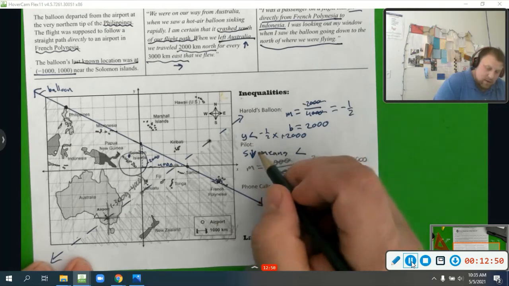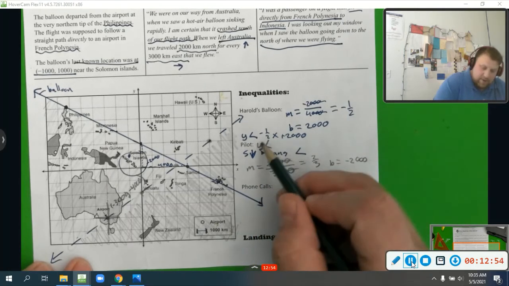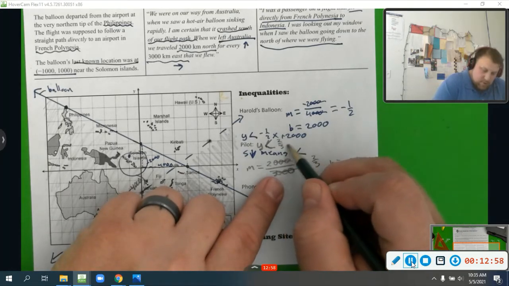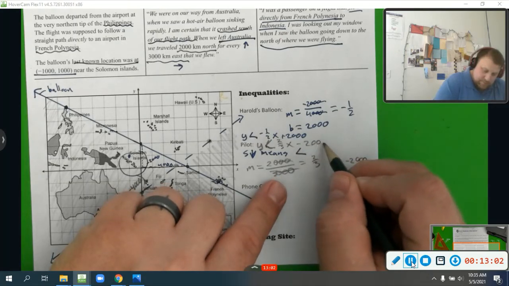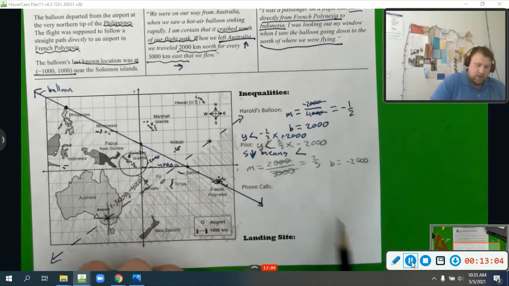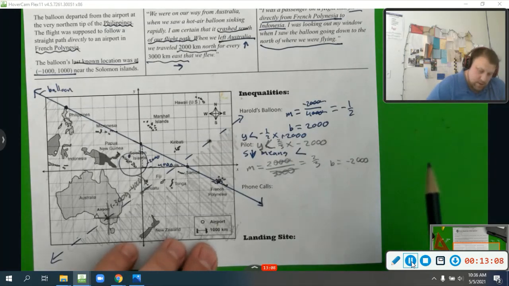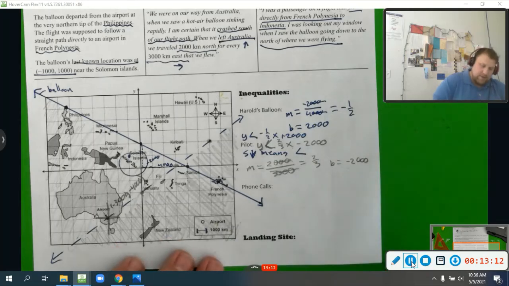That means our y, again, we know it's less than, right? We already had that. And what's our slope? 2/3 x minus 2,000. So we had y equals negative 1/2 x plus 2,000. And now we have y equals 2/3 x minus 2,000. Okay?